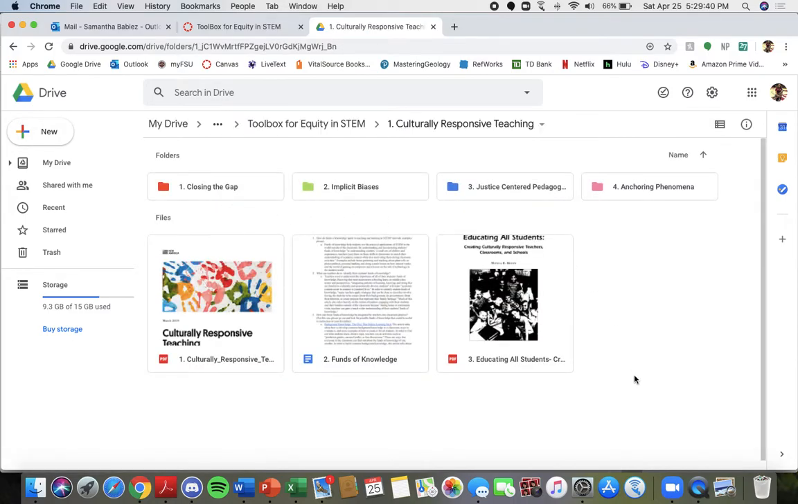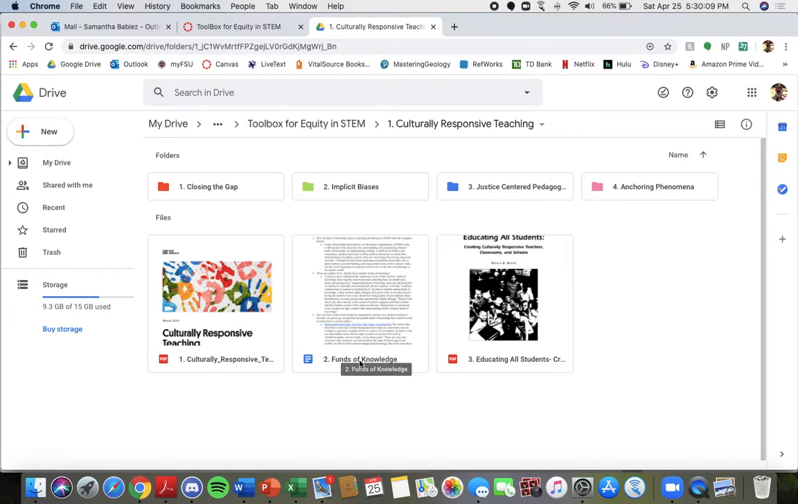In the culturally responsive teaching folder, we have 4 additional breakdowns. At the top of the screen, we've got closing the gap, implicit biases, justice-centered pedagogy, and socio-scientific issues, and then anchoring phenomena. The 3 items that I left outside of additional filing is the culturally responsive teaching article, because I feel like that encompasses the entire folder.